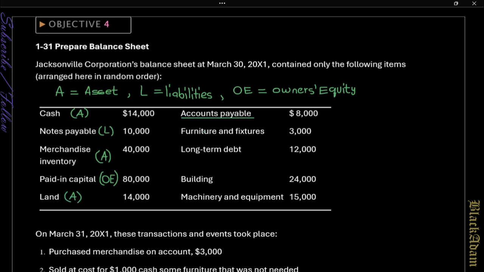And then we have accounts payable, the amount you owe creditors, so that's a liability. Furniture and fixtures, these are things that are not attached to the building, like computers, tables, and so forth. Long-term debt is what you owe a company or a bank for a very long time. Building is actually considered an asset, so long-term debt is a liability. Machinery and equipment, those are things that actually create money for you, so that's an asset.